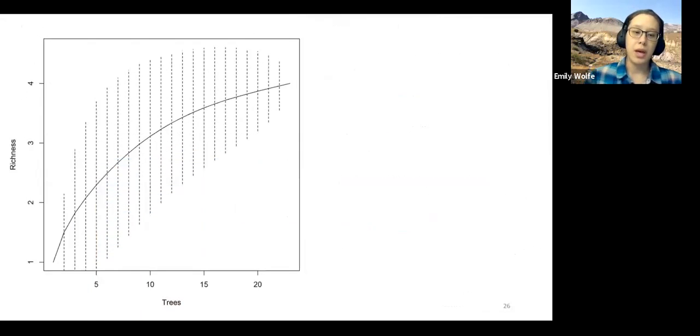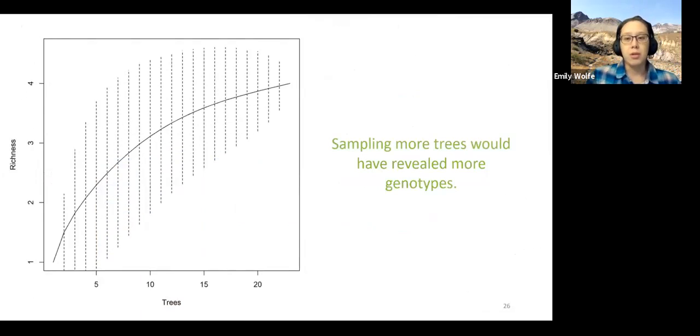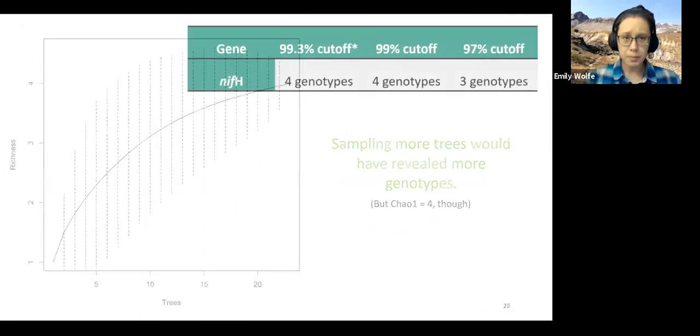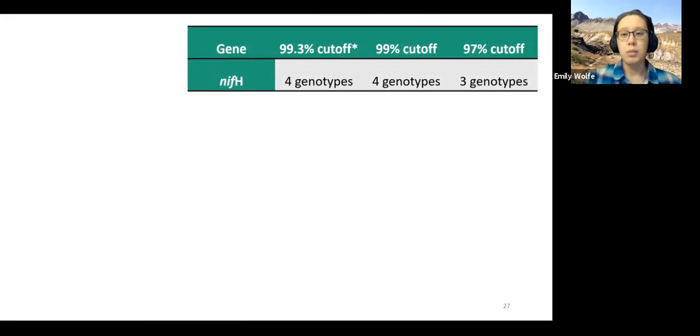Okay, so we have here our little curve. We found that sampling more trees would have revealed more genotypes, but the Chao1 calculation placed the expected number of genotypes at 4, which is what we also recovered. And Chao1 is just a way to estimate predicted richness based on a supplied abundance matrix. I have a table here showing the number of genotypes we recovered based on cutoff percentages. There are 3 cutoff percentages listed here, but all of the rest of the results will only refer to the 99.3% cutoff, which was the optimal threshold for NIF-H specifically.